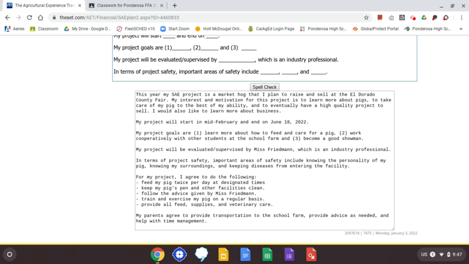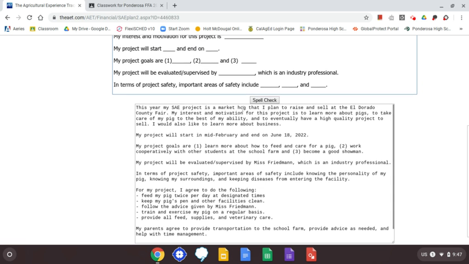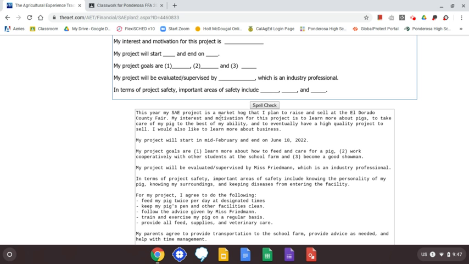Of course, this will be different for different projects. Then I'm starting with the first sentence starter up here: my interest and motivation for this project, basically, why are you doing this? I added in a few things: to learn more about pigs, to take care of my pig to the best of my ability, and to eventually have a high quality project to sell. I would also like to learn more about business. So tell your reader why you are doing this project. What are your hopes? What's your motivation?